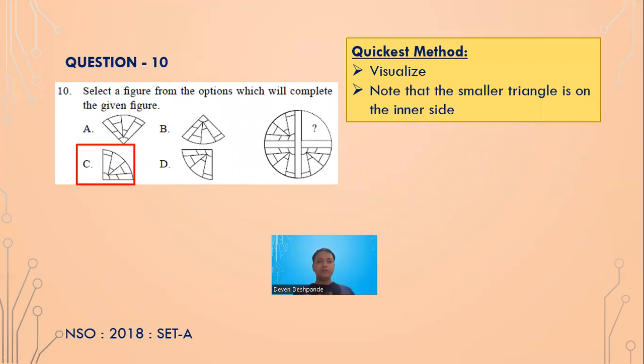Select a figure from the options which will complete the given figure. Again, this is an easy one. Now again, you have to visualize this. Is this triangle on the inside? So there will be a triangle on the inside.